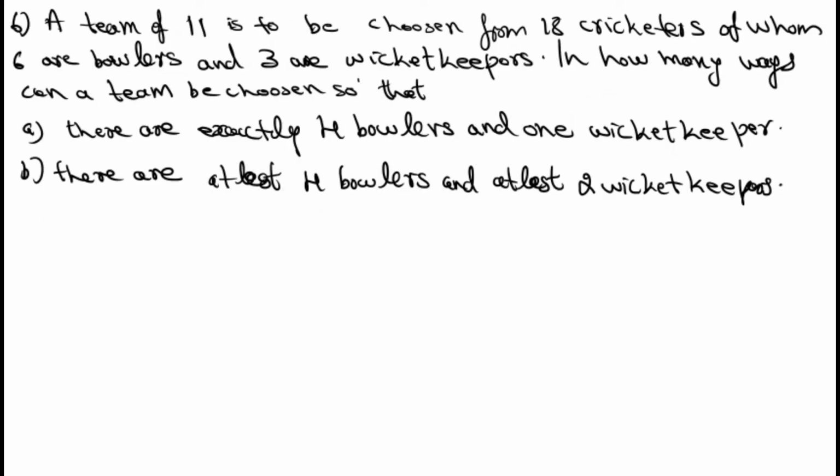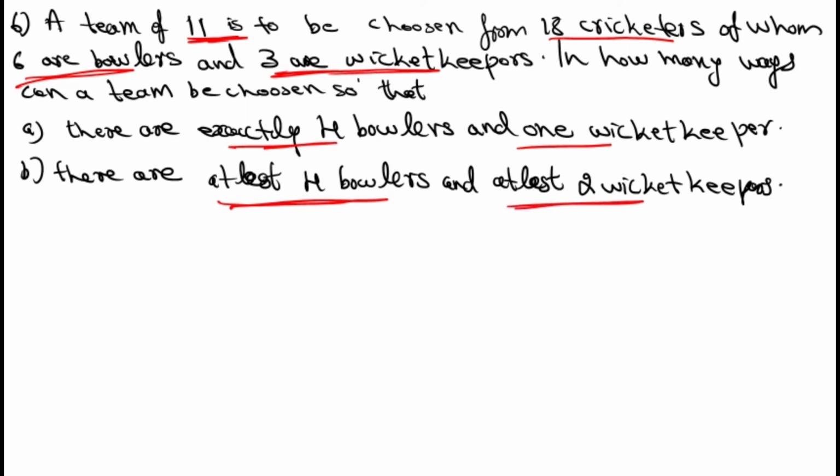See the next question. A team of 11 is to be chosen from 18 cricketers, from whom 6 are bowlers and 3 are wicket keepers. In how many ways can a team be chosen so that: first question, there are exactly 4 bowlers and 1 wicket keeper. Exactly 4 bowlers and exactly 1 wicket keeper, that is the first condition. Second condition, see, there are at least 4 bowlers and at least 2 wicket keepers.